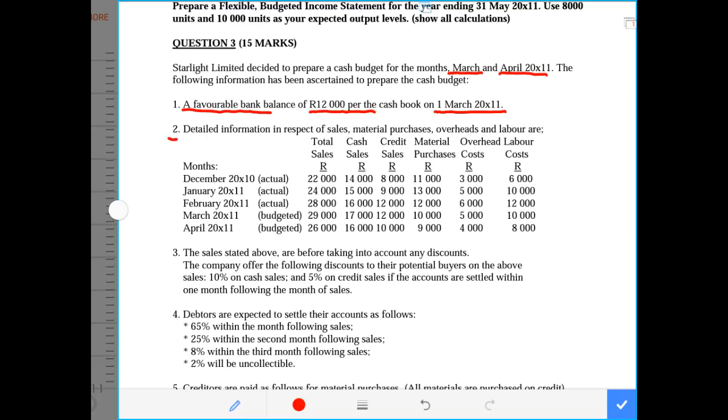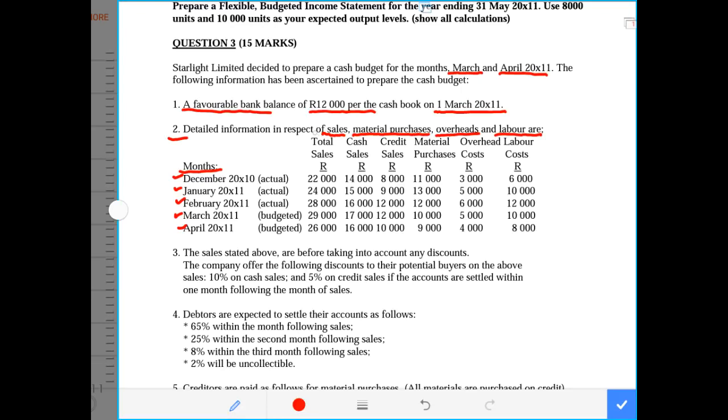Number 2 says that detailed information in respect of sales, material purchases, overheads, and labor is given as follows. So we are given the detailed information regarding the sales, regarding the material that was purchased, regarding the overheads incurred, and also the labor cost incurred. Then we are given our months for this information, which is December, January, February, March, and April. So this information is for the months from December until April.